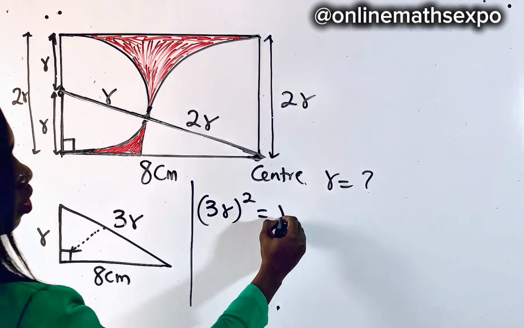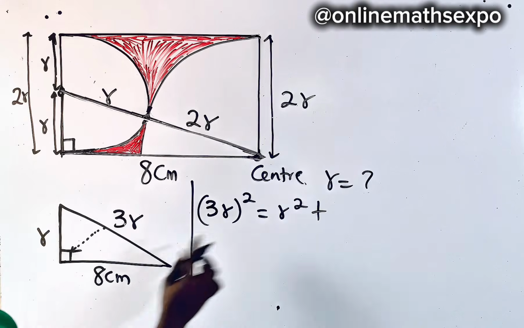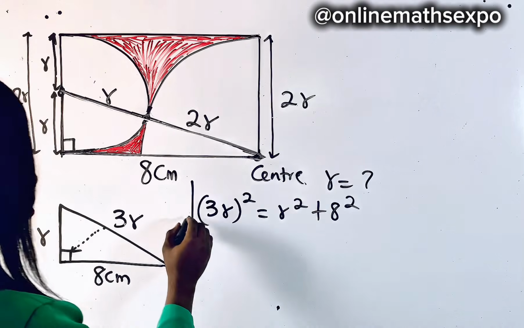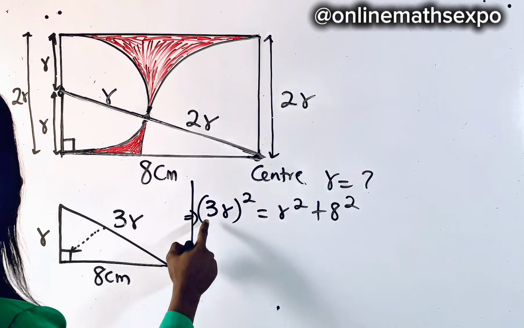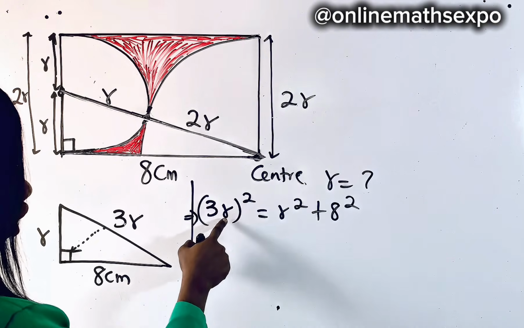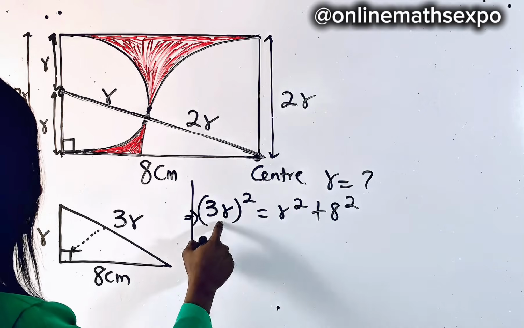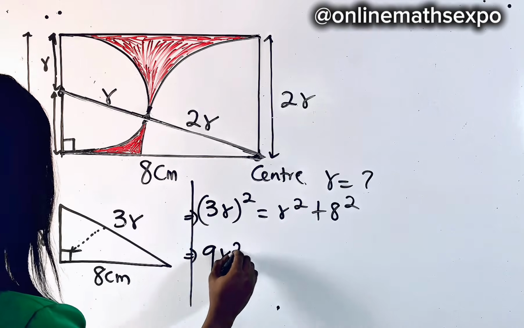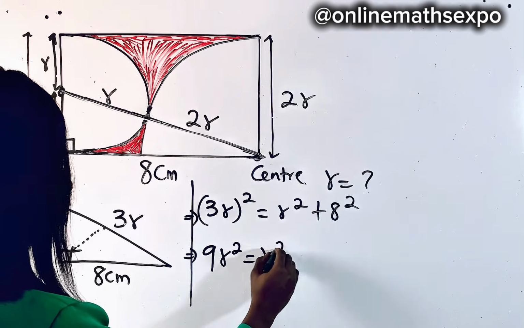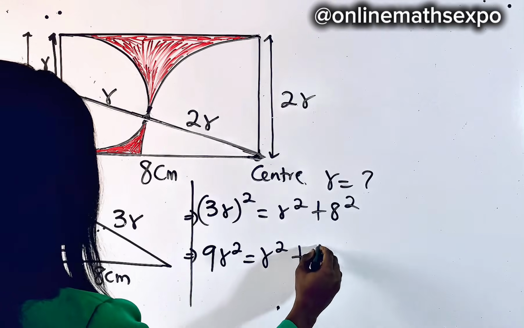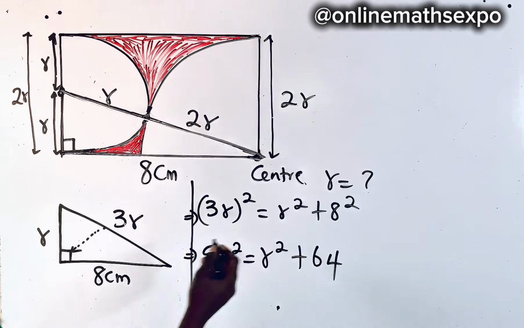So we square this: r squared plus 8 squared. Simplify, we are going to now have 3 squared, r squared, and this will give us 3 squared gives us 9, r squared is equal to r squared plus 8 squared gives us 64. Keep solving.